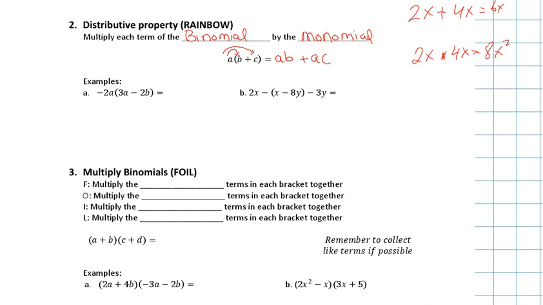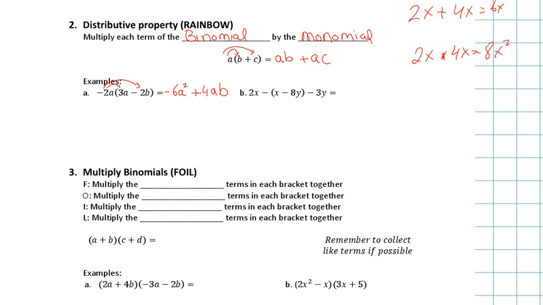So, let's look at this example. I have negative 2a times 3a. What do I get? Negative 6a squared, because a times a is a squared. Then, what do I get when I have negative 2a times negative 2b? Positive 4ab. Negative and negative gives me positive. 2 times 2 gives me 4. A times b is ab.